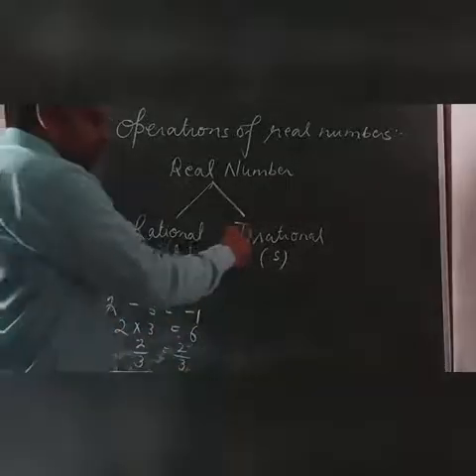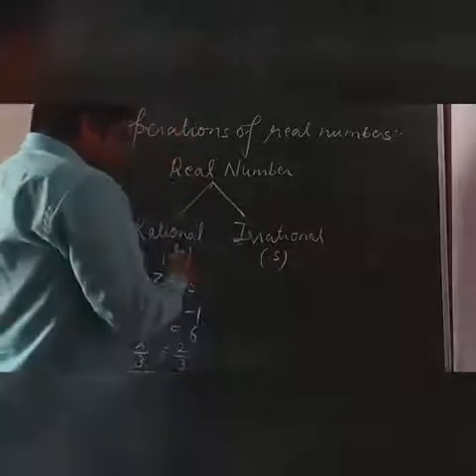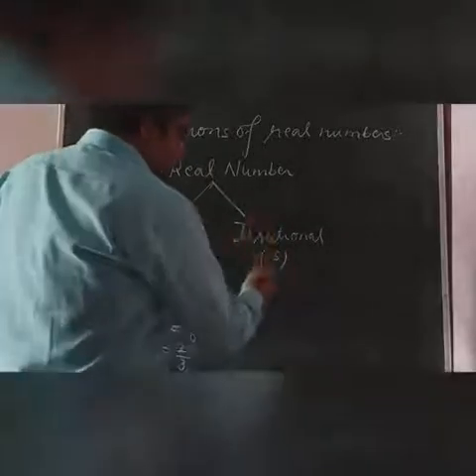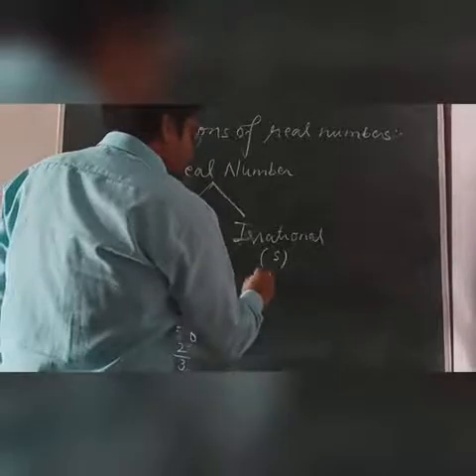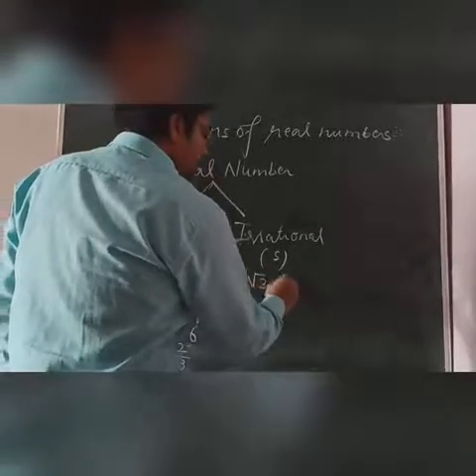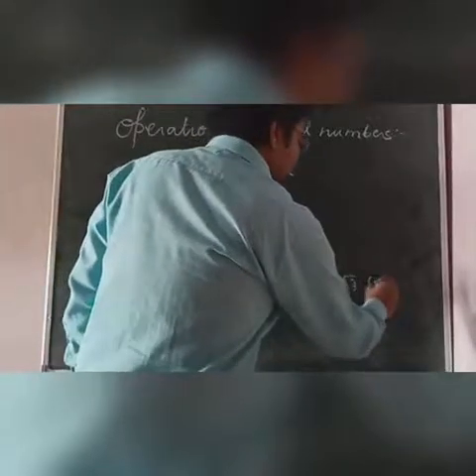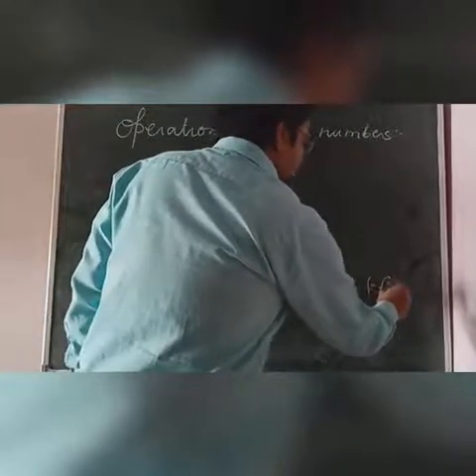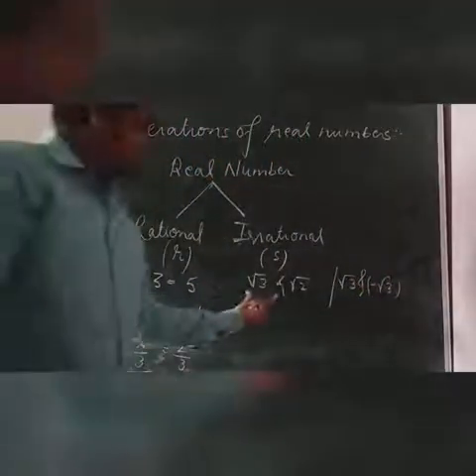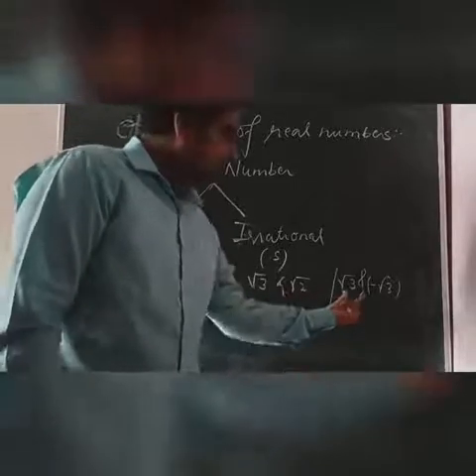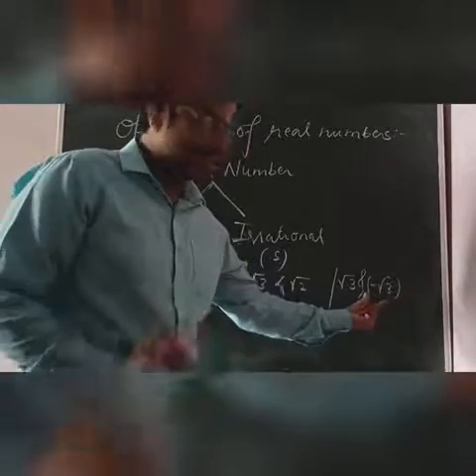Similarly, let's see when two irrational numbers are given. Now, different conditions arise here. Given two irrational numbers, under root 3 and under root 2, and one more condition I am taking, under root 3 and minus under root 3. Both under root 3 and under root 2 are irrational numbers. Under root 3 and minus under root 3 are also irrational numbers.